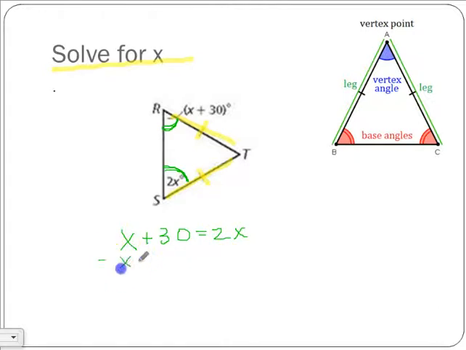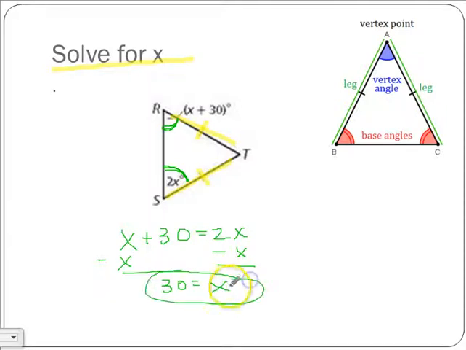I need to get all my x's on one side of the equation, so I'm going to subtract x from both sides to get 30 equals x. Boy, that was easy. And that's all that you were asked to do here, but sometimes you might need to go as far as finding the measurement of an angle, where you would actually have to plug the x value into the equation to find that missing angle.